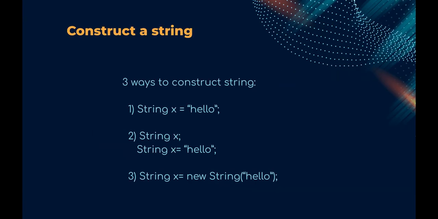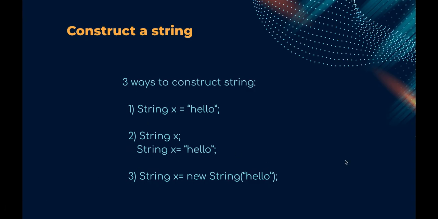Okay, there's 3 ways to construct a string, and each one works. So for the first one, string x equals hello. Pretty simple. That's how you'll usually want to construct a string when you're coding in Java. Next one, string x, you're creating a variable called x. Then the next one, you're setting the string x equal to hello. So this is basically step 1, except you're just breaking it off into 2 steps. Whatever makes you comfortable. The first one is more efficient. It takes up less lines of code, but whatever works for you.